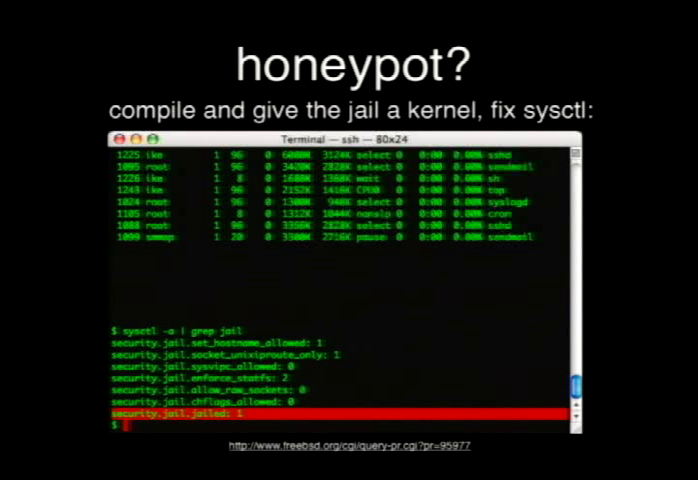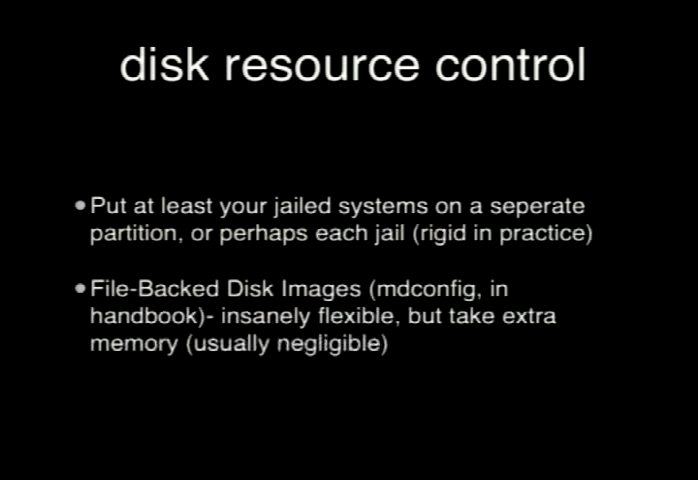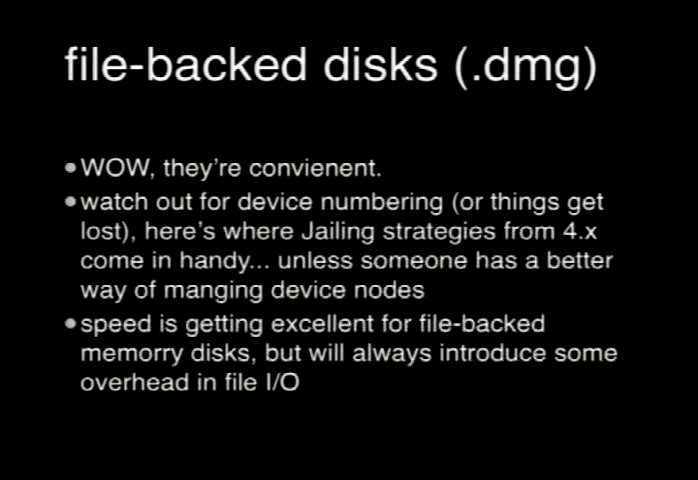Honeypots. Okay, so this is that little comment on honeypots we already talked about. Disk resource control: put at least your systems, again, on a separate partition to isolate them from your host machine. And file-backed disks are really, really cool. Disk images, a lot of people use Apple machines and are familiar with disk images there. On FreeBSD, in the handbook, they call them file-backed memory disks using the mdconfig utility.